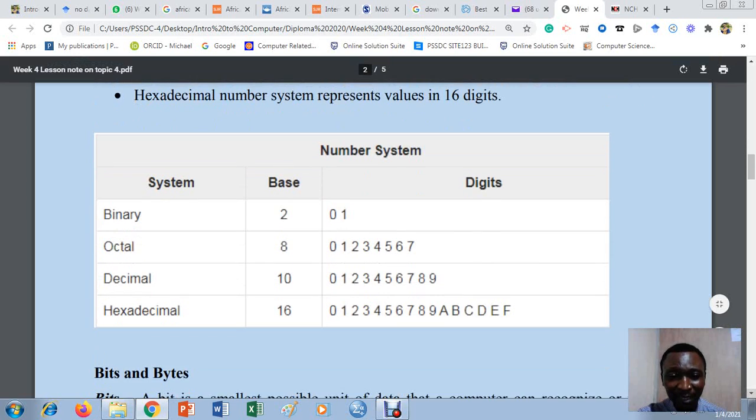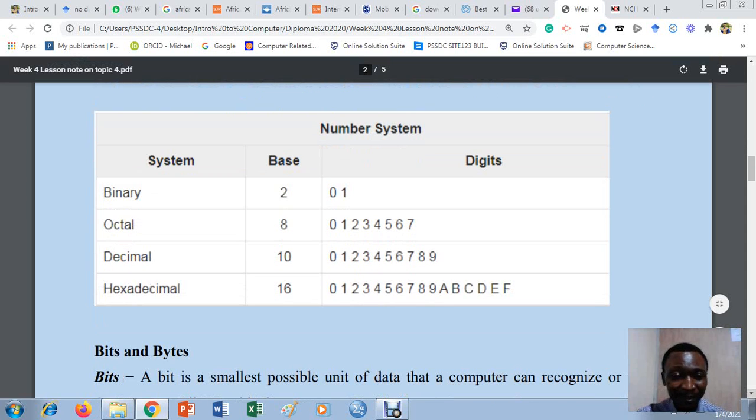Let's take a look at how they are. You can see the number system. You have the system, you have the base, and you have the digit. It has to do with base. The base is 2, the base is 8, the base is 10, the base is 16. In terms of the digit, if you count, this is 1, 2, 3, 4, 5, 6, 7, 8 digits. This is 10 digits, while this is 16 digits. You start from 0 to 9, then begin from A, B, C, D, E, F.